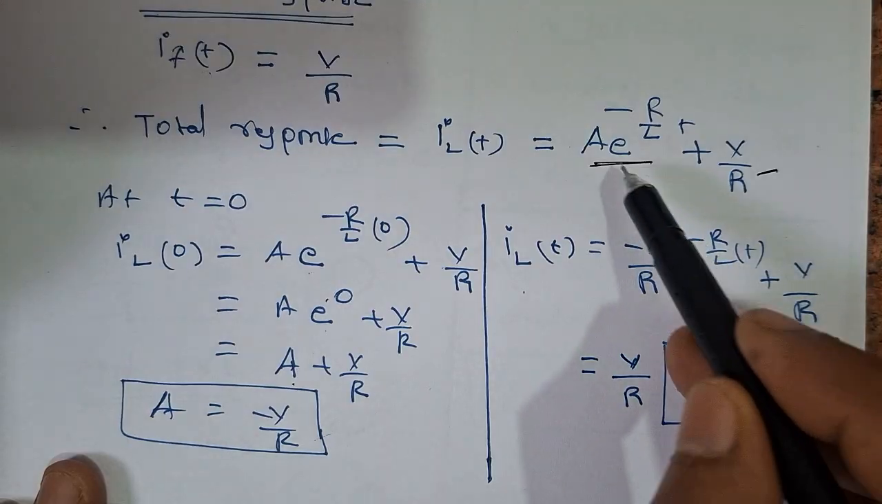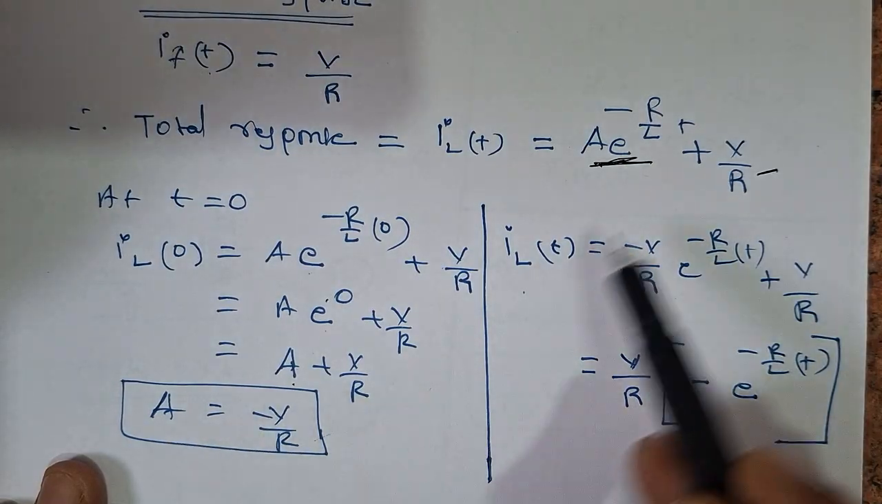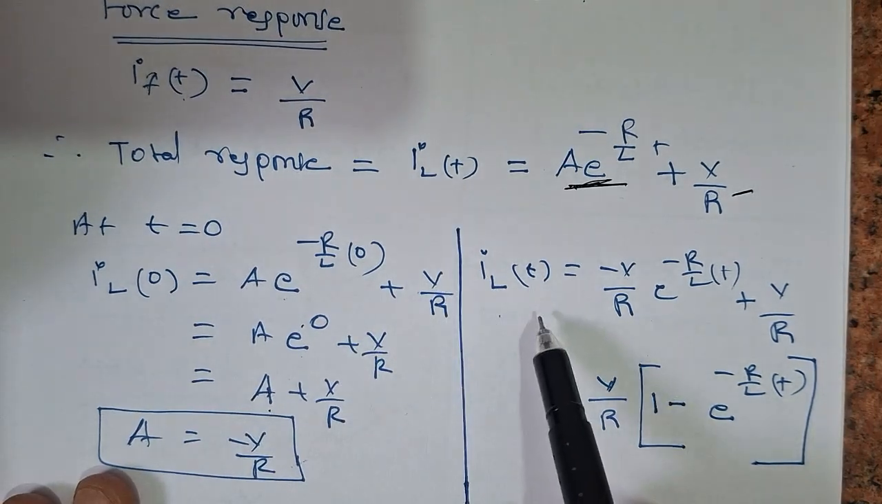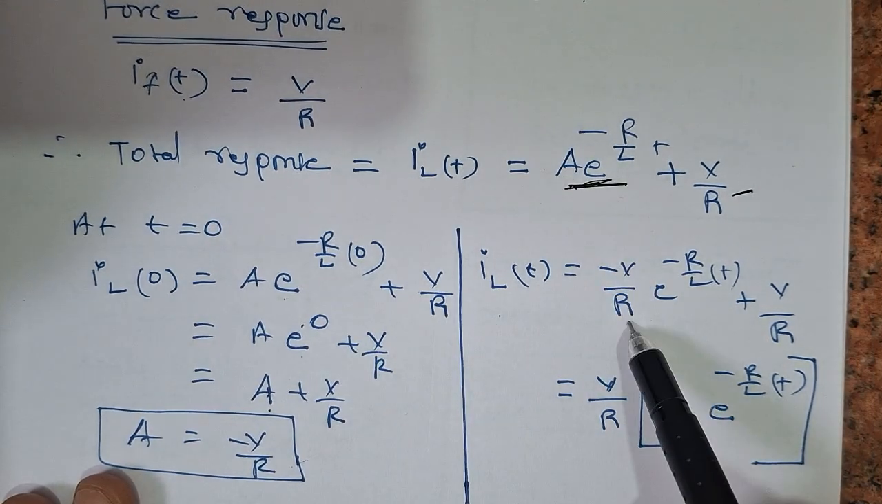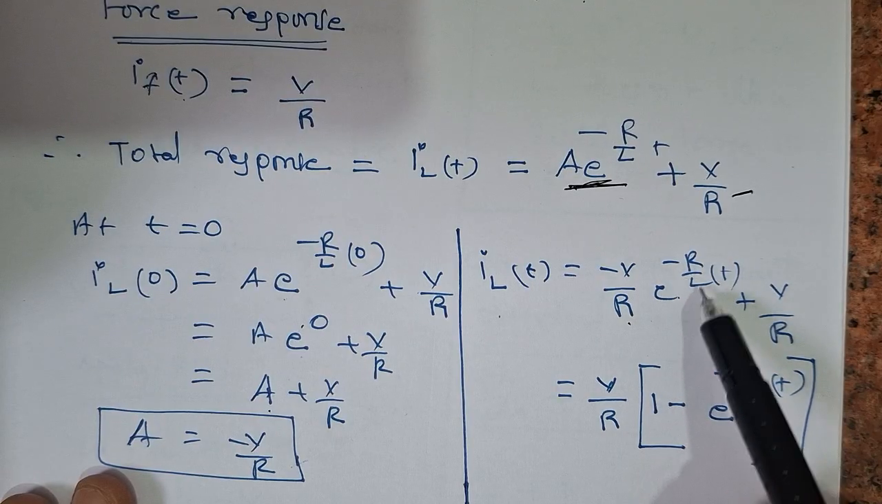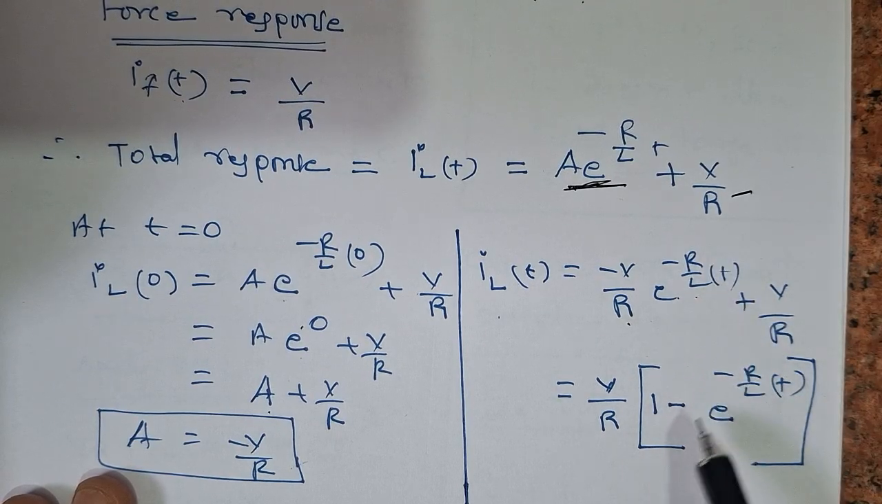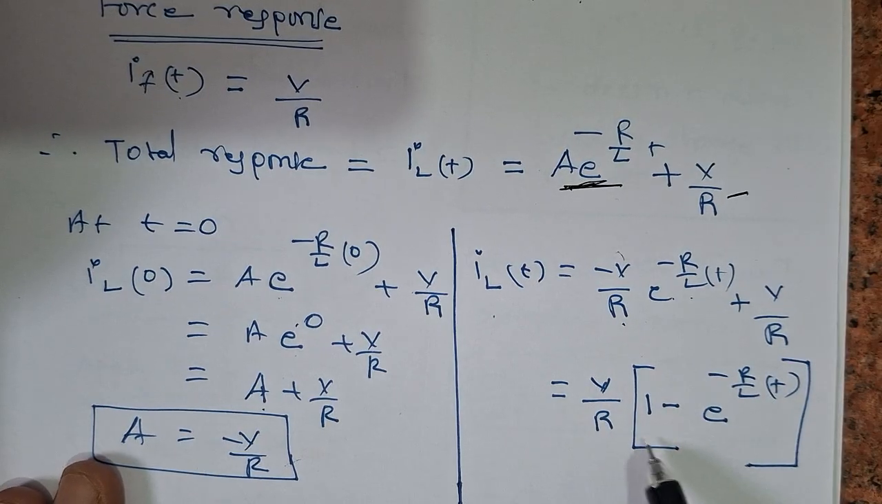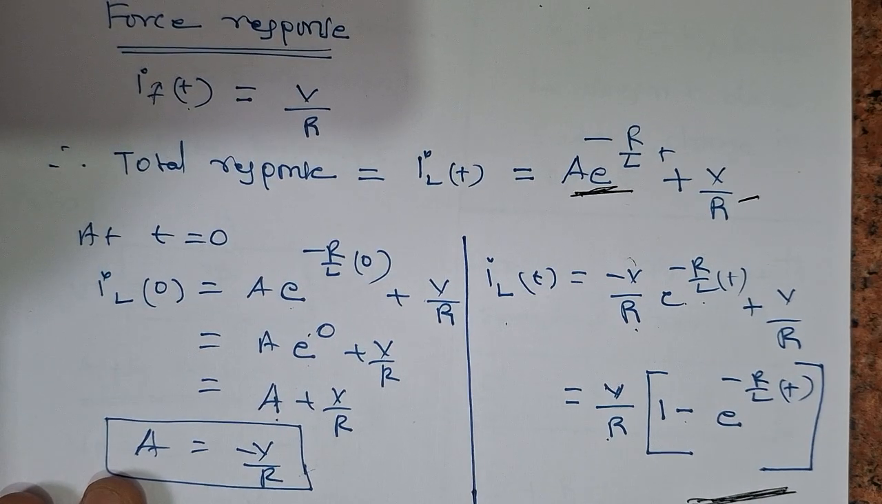So now we got the A value here. Substitute the A value in the total response. So i_L(t) is equal to A, nothing but minus V by R, e power minus Rt by L, plus V by R. So you take V by R common. Then you will get V by R into 1 minus e power minus Rt by L. So this is the time domain analysis, the time response of the R and L series circuit.